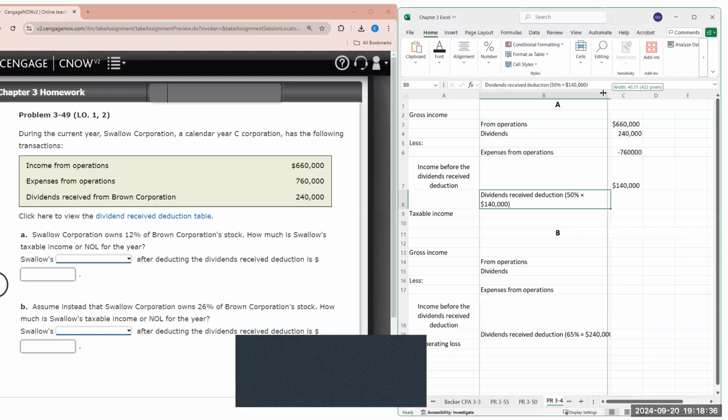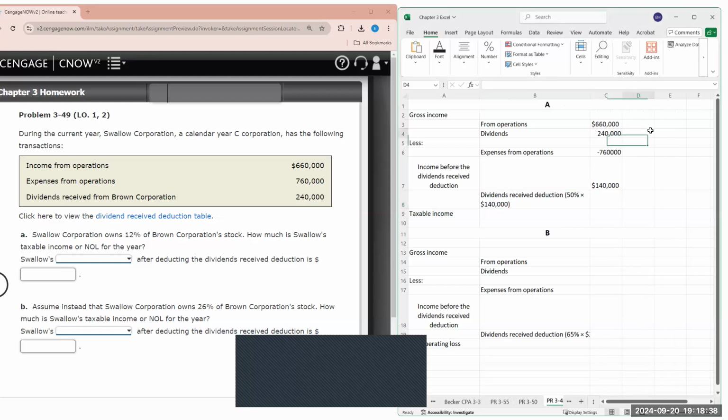Right? We'll put it to the side because again, step one, we calculate the dividends received deduction. We multiply the dividends received by the percentage. And the next step is to compare it to the income before the dividends received deduction. So 140,000 multiplied by 50%.